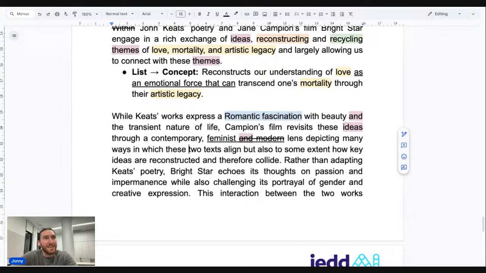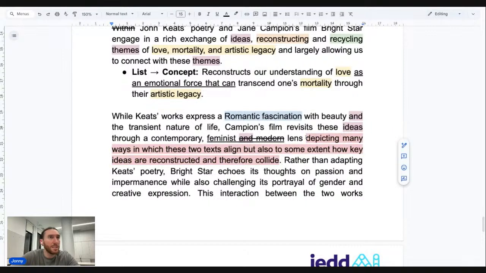Depicting many ways, again, like the vague language of here, many ways in which these 2 texts align, but also to some extent how key ideas are reconstructed and therefore collide. Like, if you all read this back, there's no way you're going to be able to tell me anything specific that you took away from the idea here. It's just a bundle of words that are all kind of repeated. They reconstruct, they collide. You haven't said what the feminist lens is doing. So all of this is vague, vague, vague.